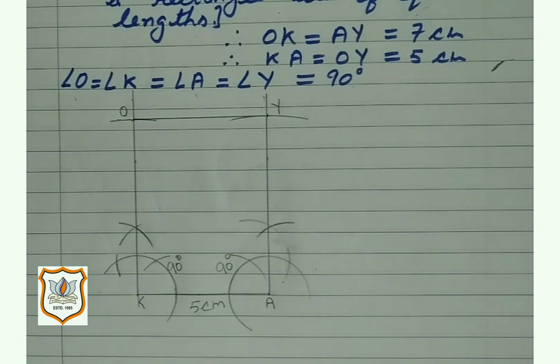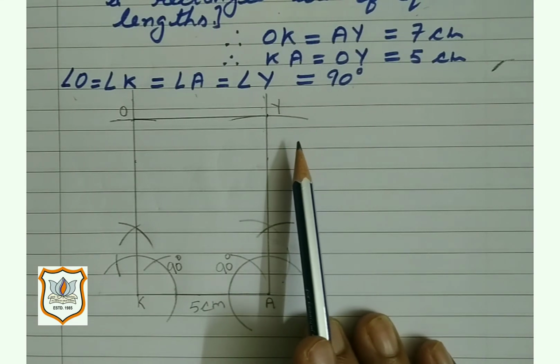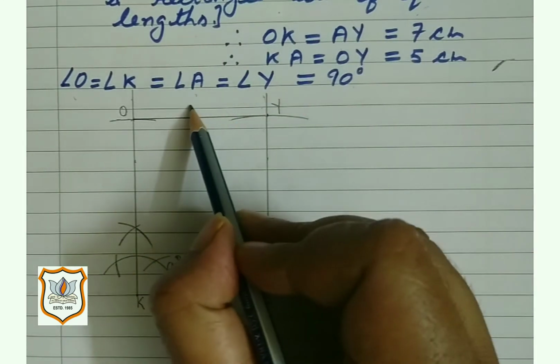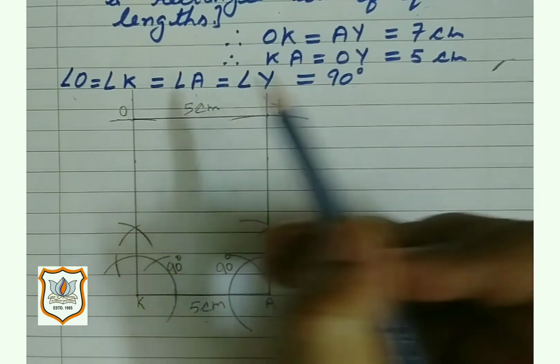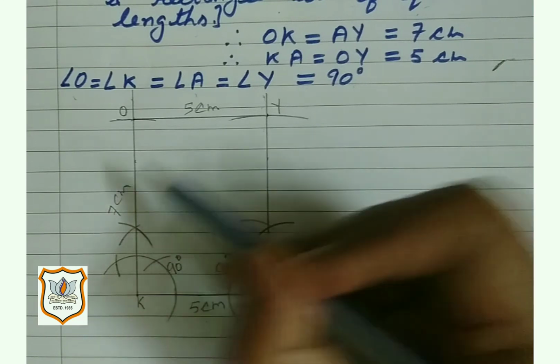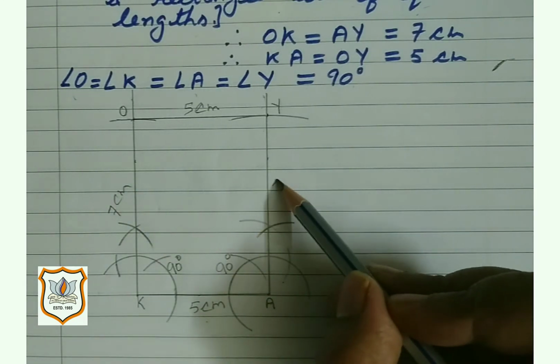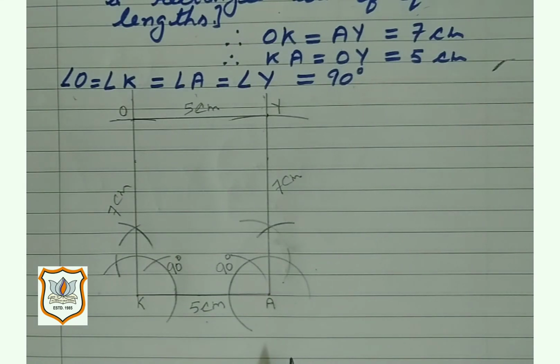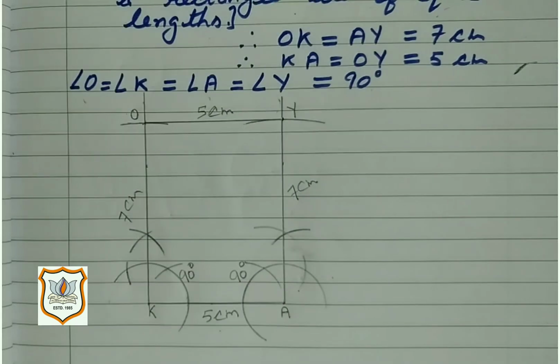So rectangle OKAY is our required rectangle, where KA is 5 centimeters and OY is also 5 centimeters, because these are opposite sides, and OK is 7 centimeters and AY is also 7 centimeters, because these are opposite sides of the rectangle. Clear, students? Students, the steps of construction of the quadrilateral you have to write by yourself.